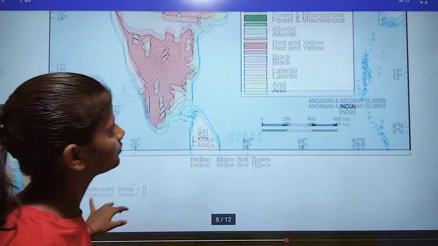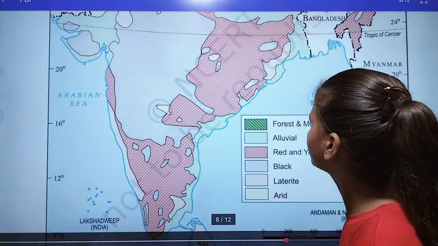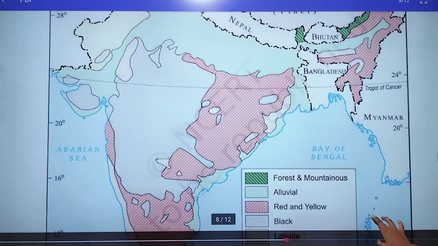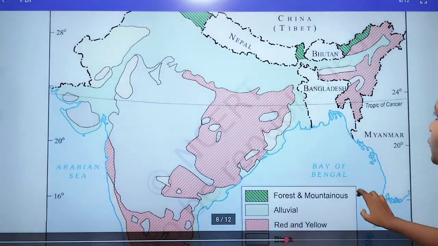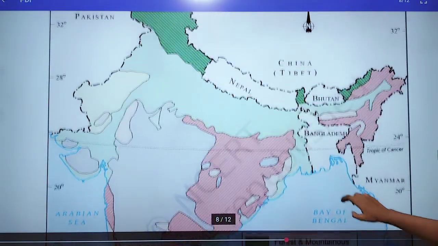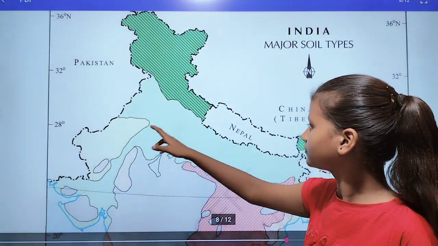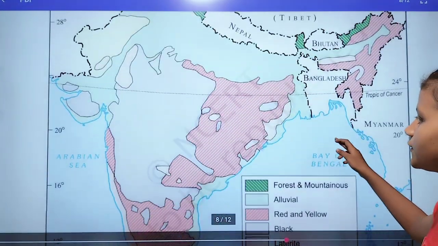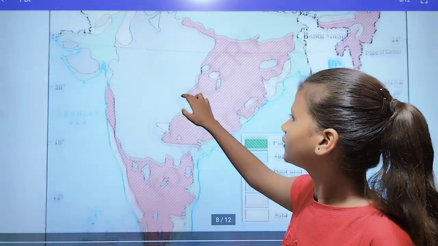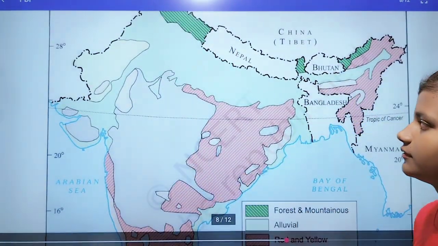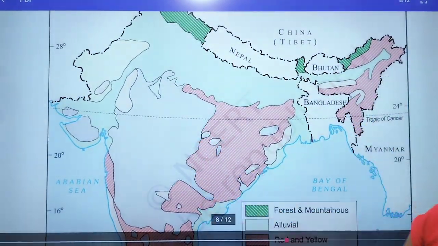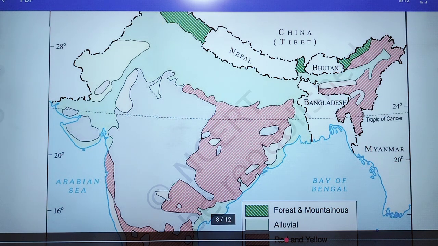Here you can see in the figure that alluvial soil is mostly present in the northern plains. This green one is our alluvial soil, and near Chhattisgarh and Madhya Pradesh, the black soil is mainly present. So I hope you understand about black soil.